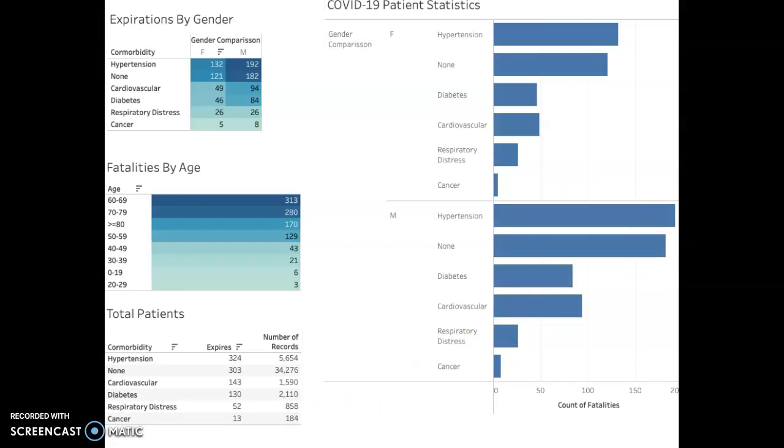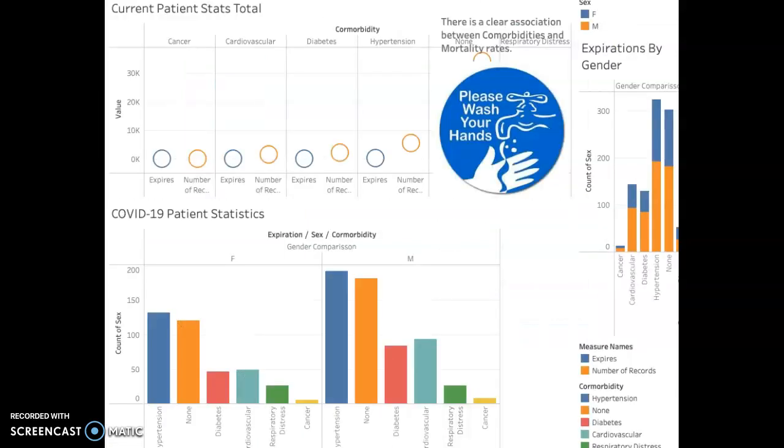I also have an infographic here. This infographic was for the public, as well as our physicians. Our physicians and actually all healthcare workers, please wash your hands. Let them know that there is a clear association between comorbidities and mortality rates, so if you have a patient with comorbidities, maybe there's a way that you can start sending them a notification for vaccination, things of that nature. This is the reason why this should be handed out to the public.